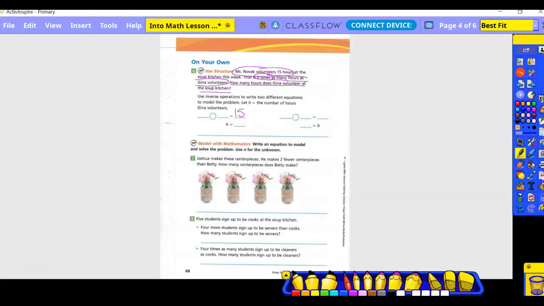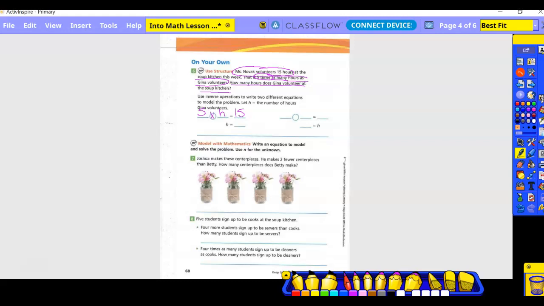Okay, what is our symbol? Times. So we're going to put times, the multiplication. All right. Then what else? What other number do we know? 5. Okay, remember guys, I'm right here, so this is where you're at with me, right? So I'm going to put 5 and then times H because we don't know how many hours Gina works.